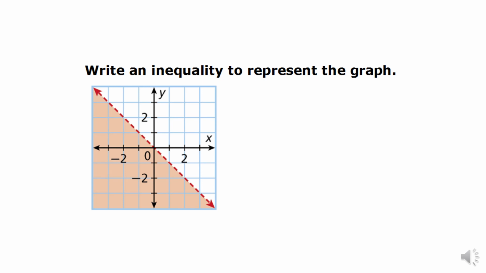Okay, so let's write an inequality to represent this graph. So the first thing I'm going to do is see that it's shaded below, so I'm going to say y is less than. It's dashed, so I don't put a line there. My slope is 1/1, but it's negative, so it's -x, and my y-intercept is 0. So if I was going to write that properly, that would be the equation of this line.